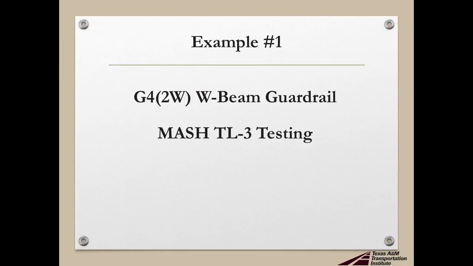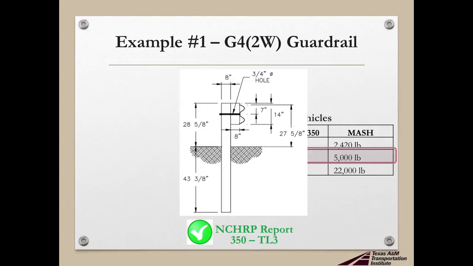So this first example, what I call here a G4-2W W-beam guardrail system. So what is a G4-2W? Basically, that's a secret code that only researchers that have been in the industry for 30 years can interpret.